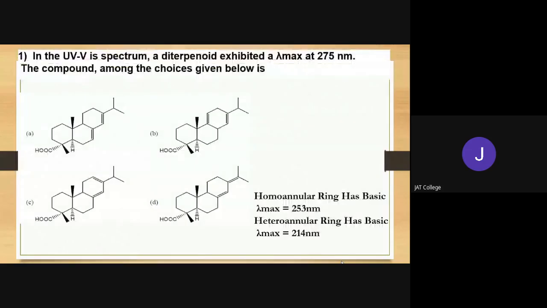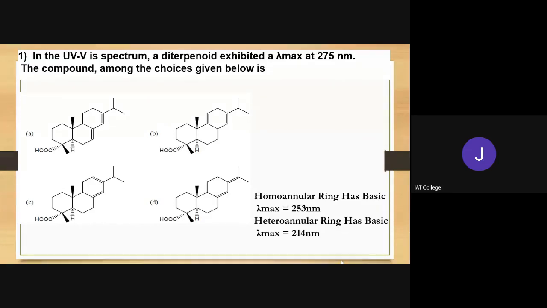So take a look. This is the first question. In the UV visible spectrum, a diterpenoid exhibited a lambda max at 275 nanometer. The compound among the choices given below is, now there are four options. Out of which one is correct and three are wrong, so it is difficult for us to decide which is the correct option. And definitely it is difficult for the examiner to set three wrong options in front of one correct option. So we have to use our common sense to get the answer.